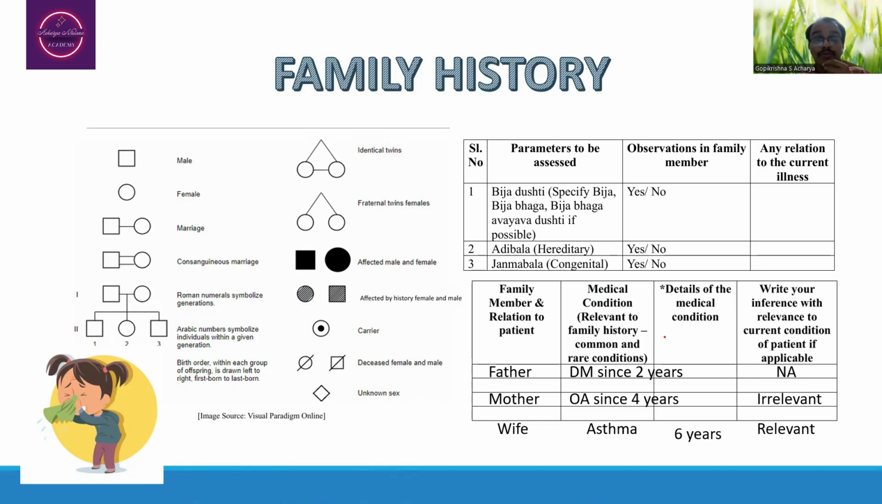In that, what kind of medical conditions they are having, whether they are having diabetes mellitus or hypertension or bronchial asthma or any kind of cancer, whether a history of cancer is present or not. So that has to be recorded in that particular situation.